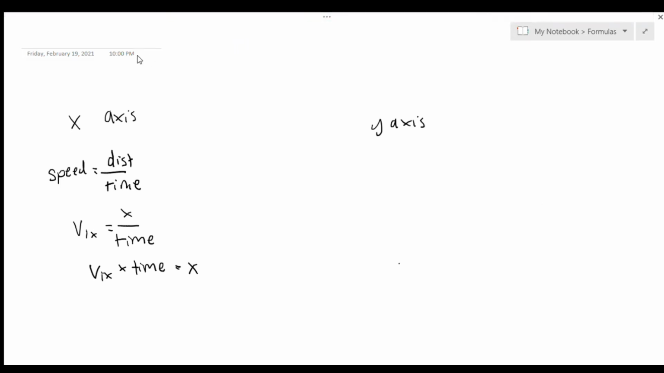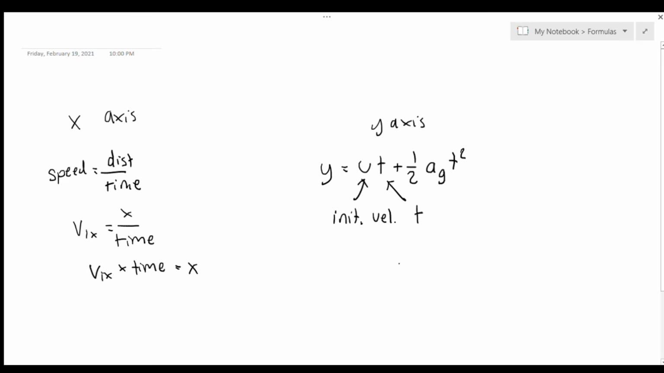Okay, now after we have the formulas for the x-axis, we also have the formulas for the y-axis. The most basic and important one, as well as the one we're covering in this video, will be y equals ut plus 1 over 2 agt squared. And now in this formula, the u represents the initial velocity, while t here represents time, ag here represents the acceleration due to gravity, which in most cases we can use 10, but if we want specific answers we can use 9.8 meters per second squared.